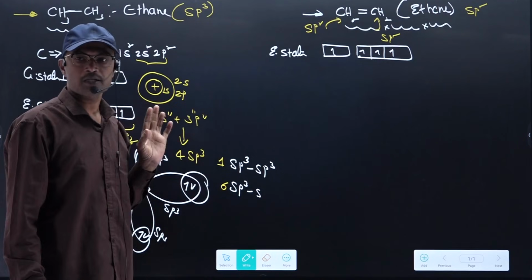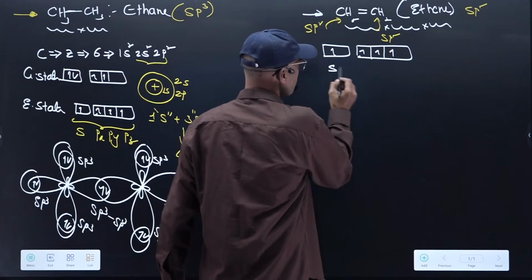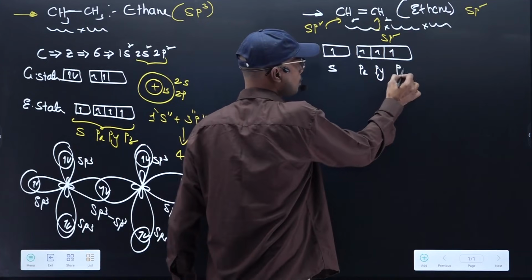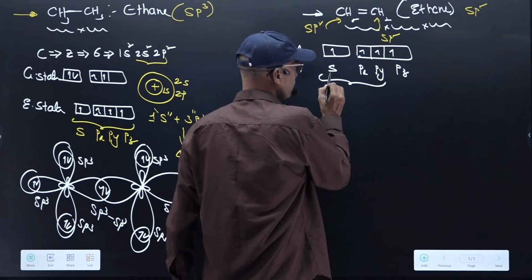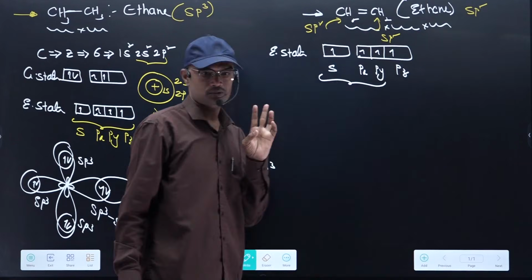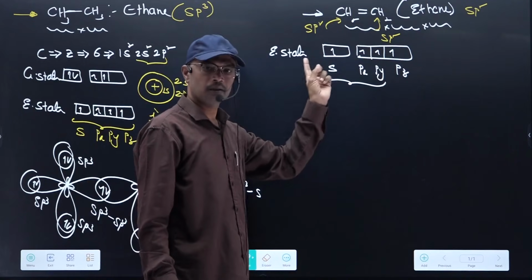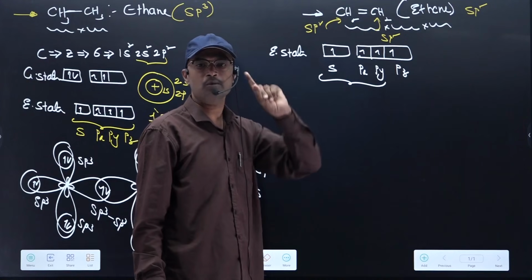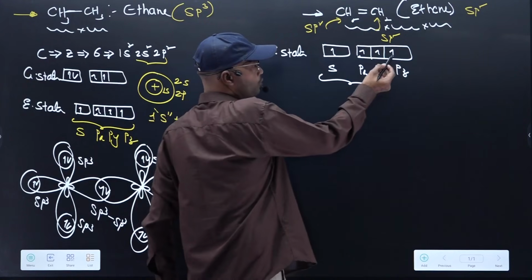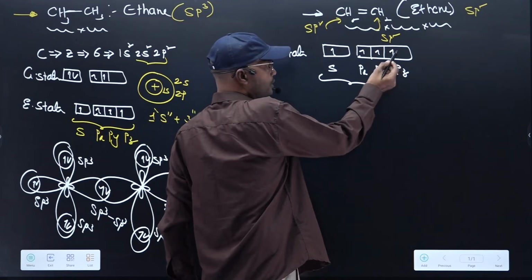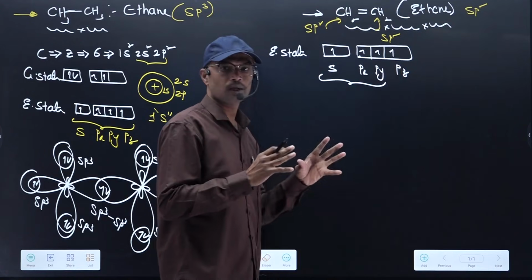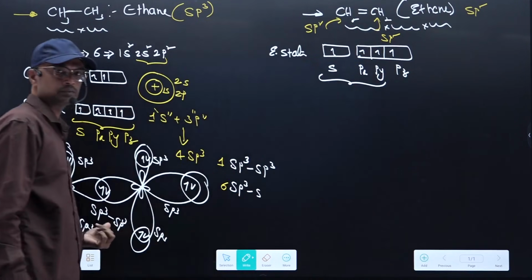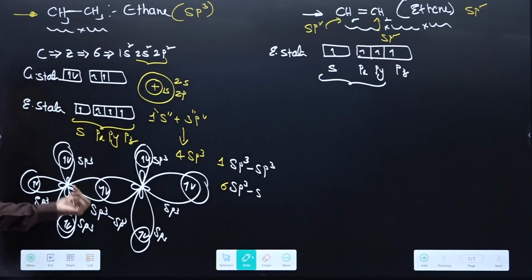Now how many atomic orbitals am I combining? I am combining the s orbital, px, py, but not pz. Pz is there, but I am not overlapping pz. I am combining s and any two p orbitals. It may be px, py, or px, pz, or py, pz, any two. But I am not overlapping one atomic orbital. Is this orbital being mixed? No. I am mixing 1 s orbital and 2 p orbitals. But in the earlier case, 1 s orbital and 3 p orbitals I was mixing.